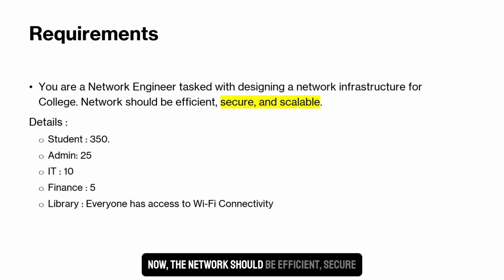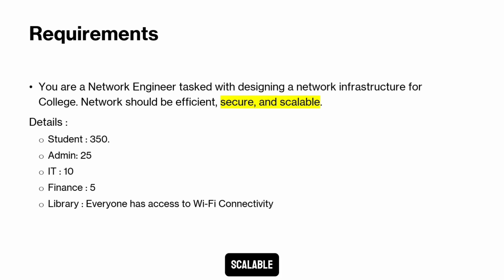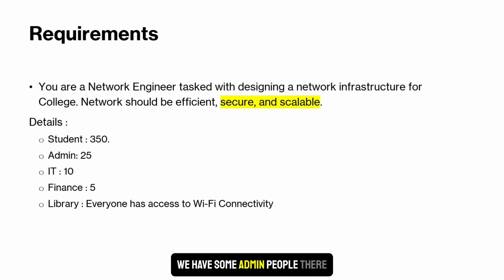a college. Now, the network should be efficient, secure, scalable, the usual stuff. It gives you some details on how many students we have, some admin people, IT people, finance, and then library, and it just says everyone has access to Wi-Fi connectivity. Now, there are some holes in this question, I'll be very honest, when I started, but I didn't want to change it too much. I just wanted to say that if you get less information from your customer, what are the things that you need to poke your customers about to get the requirements? Because that is part of your job as well.